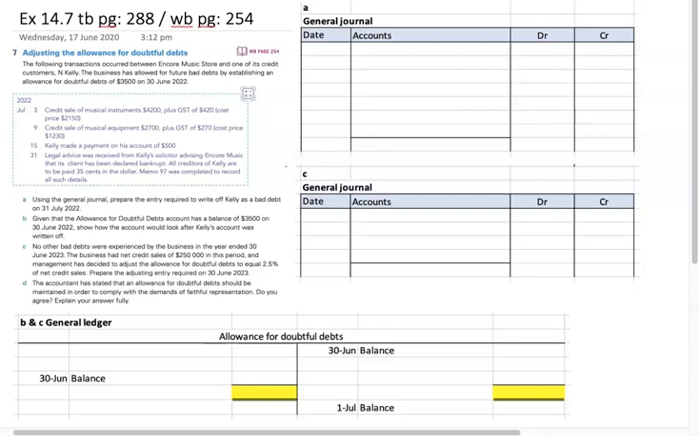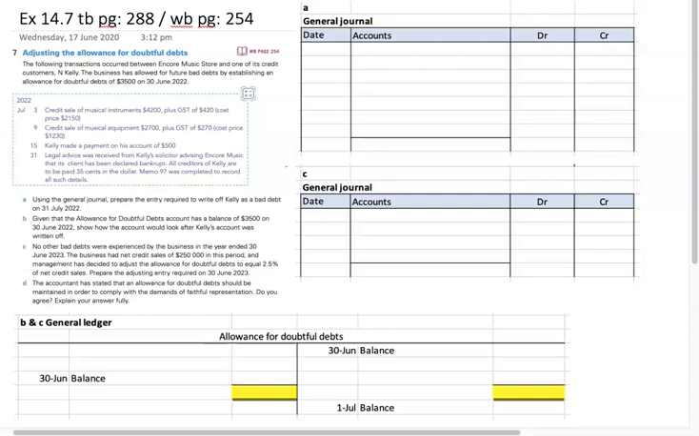This is a great question because it's all about how we adjust the allowance for doubtful debts, but honestly, this question makes us do all three processes on creating an allowance for doubtful debts, writing off a bad debt, and then adjusting our allowance for doubtful debts in the new period. So it's a great question that tests the three skills that are all about this chapter. Let's have a look at this question.